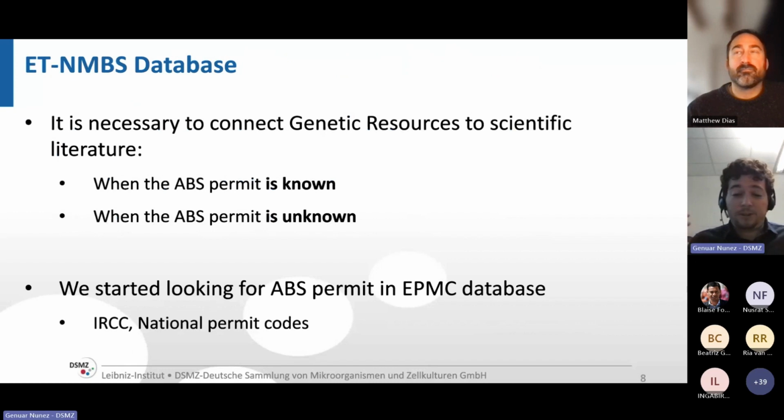For that purpose, we started creating a database, the non-monetary benefit sharing database, in order to show this connection between the genetic resources and the scientific literature, when the ABS permit is known and when the ABS permit is unknown, which is something that we are taking into account. We started looking for the ABS permits in publication databases. For this, we use the Europe PMC database. The first thing we started looking for was the IRCC, already mentioned, the Internationally Recognized Certificates of Compliance, or national permit codes, something that we are keeping in mind.